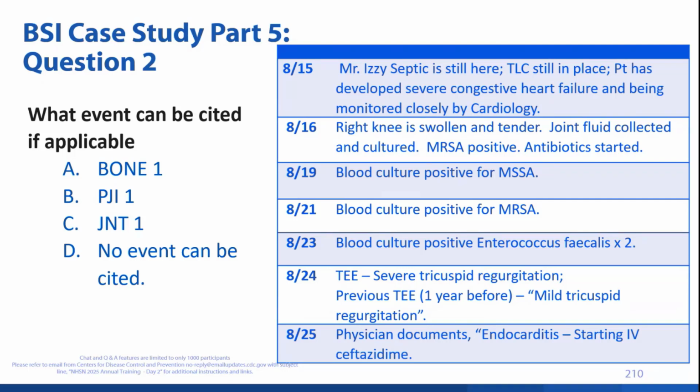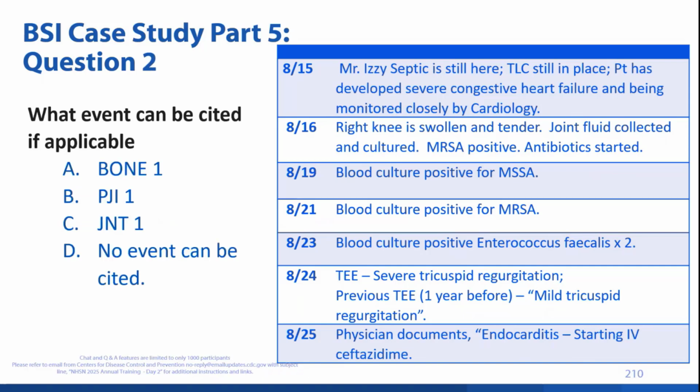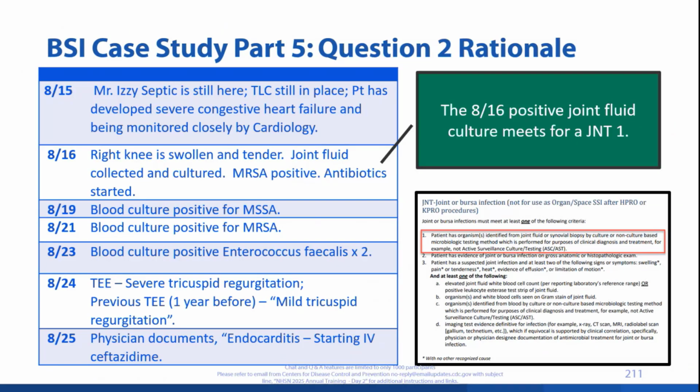So the event that can be cited is a joint one. The joint fluid culture that's positive for MRSA would meet for a joint. And I think I just gave away the next answer. But a joint one was cited on 8/16 using the positive joint fluid culture. So again, that 8/16 joint fluid culture meets for a joint.